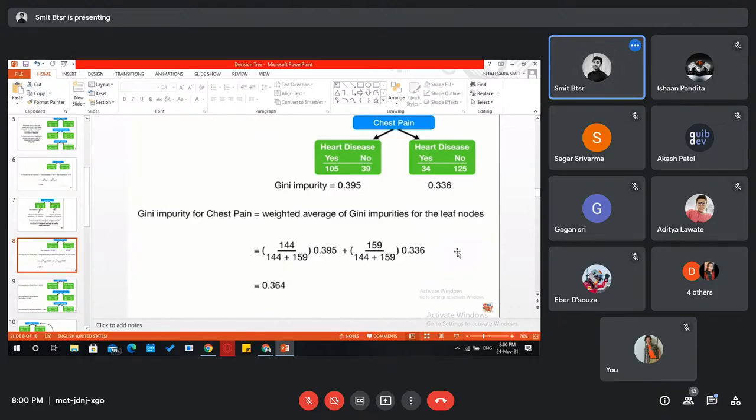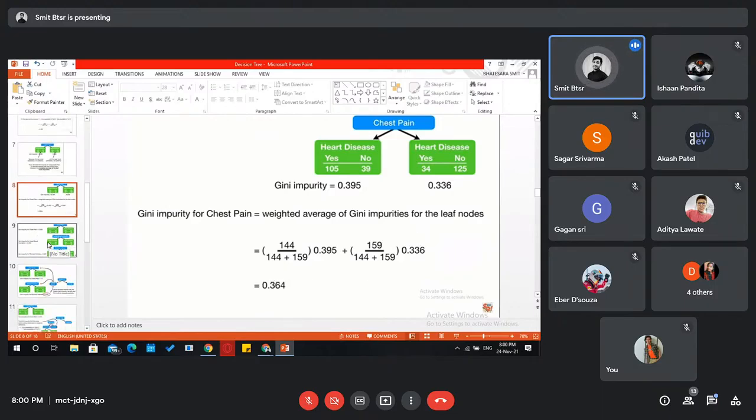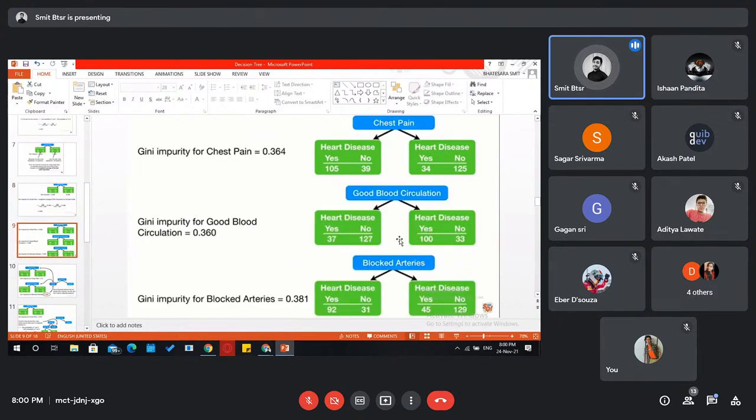Then we have to find a similar weighted average for each of these relationships. Like this is one relationship, blood circulation and heart disease, and to find that relationship there are two sub relationships: if there is blood circulation and if there is not. Similarly, as we have seen for chest pain, we have to calculate the average weighted impurity for all three relationships. So now we got 0.364, 0.360, and 0.381.